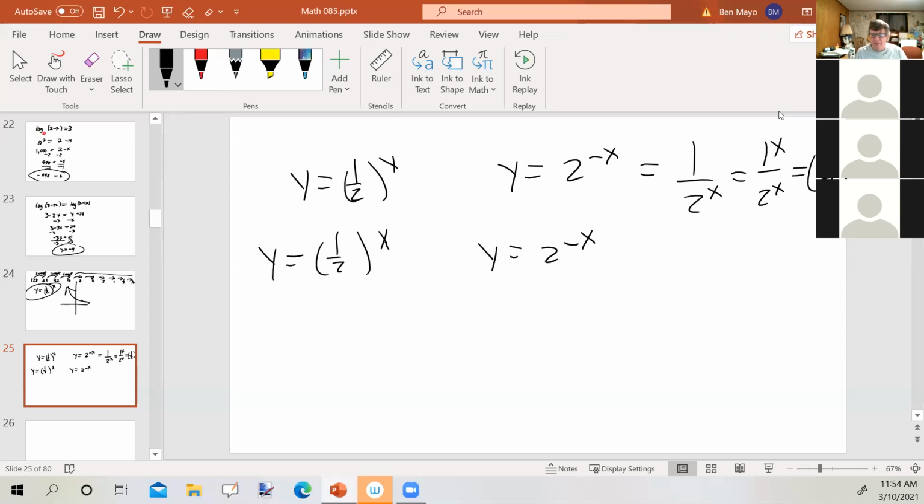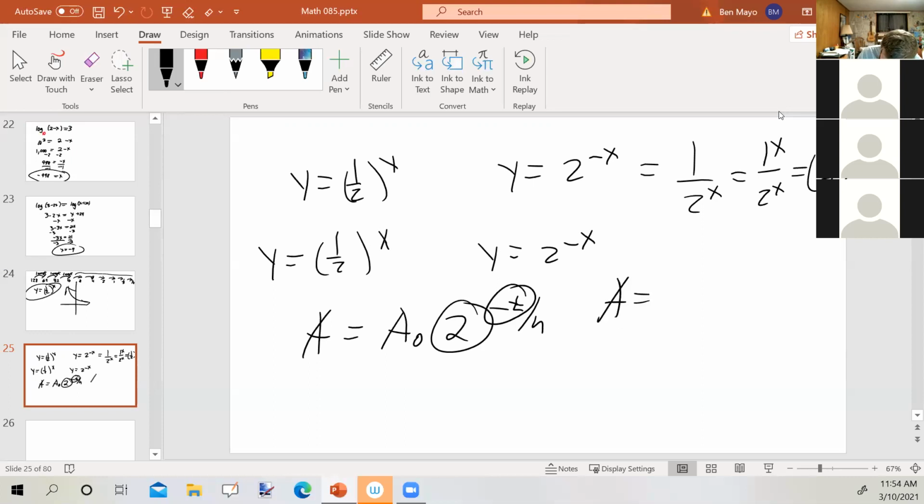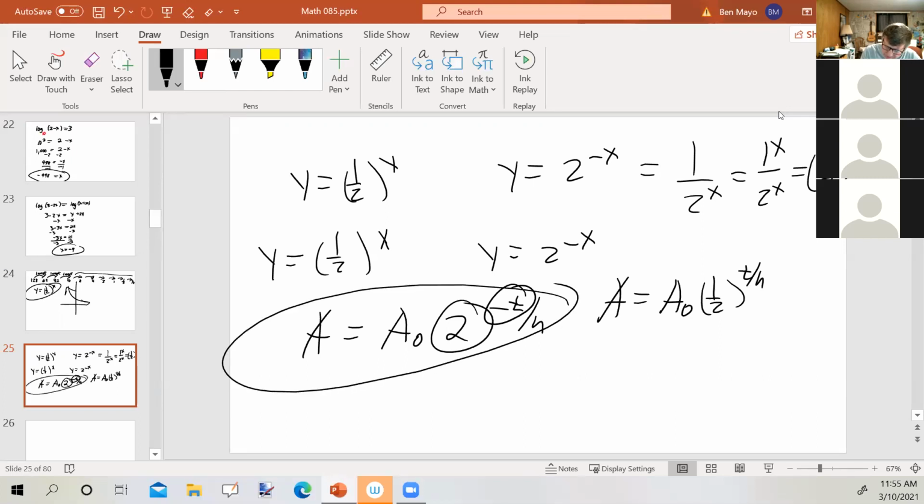Why do I want you to see that? Because the formula that the authors use for half-life looks like this. Instead of using a base of 1/2, they use a base of 2, but they have a negative exponent. So for instance, we could have done this. Okay, but that's not what they did, so I'm going to stick with what they've done. But keep in mind, because that is a negative exponent, it causes the thing to decay.